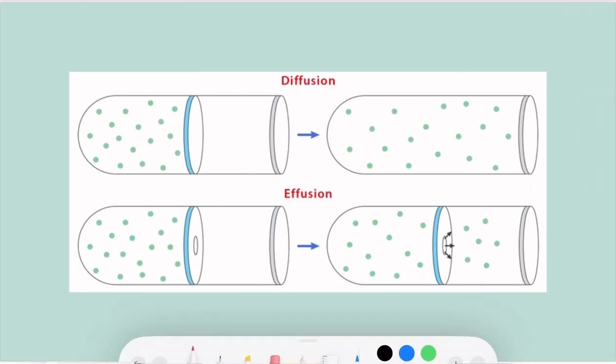Now, there is a difference between diffusion and effusion. First let's look at the similarities. They both are talking about the movement of particles from areas of higher concentration to areas of lower concentration. But the difference is very simple, which is effusion occurs through tiny holes, as you can see here. Here it's normal, you just remove the barrier and it just flows all around. But here, there is a small hole where the particles move through.